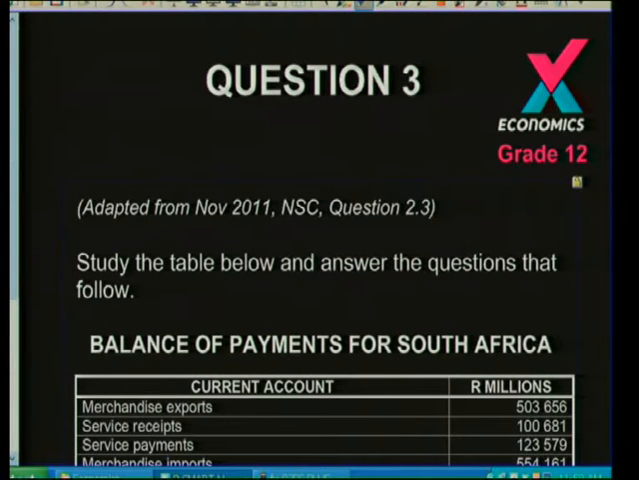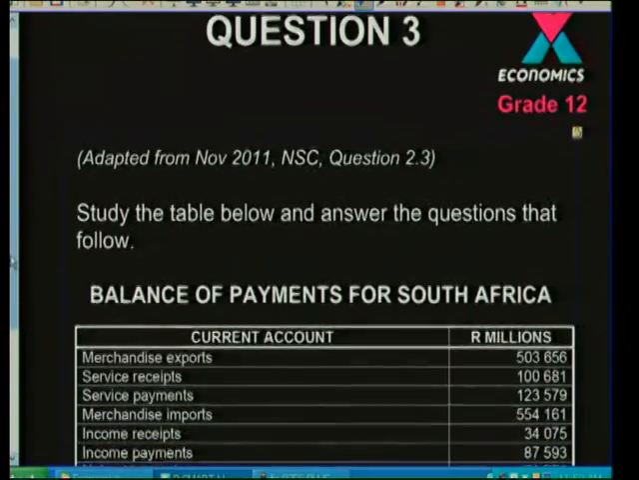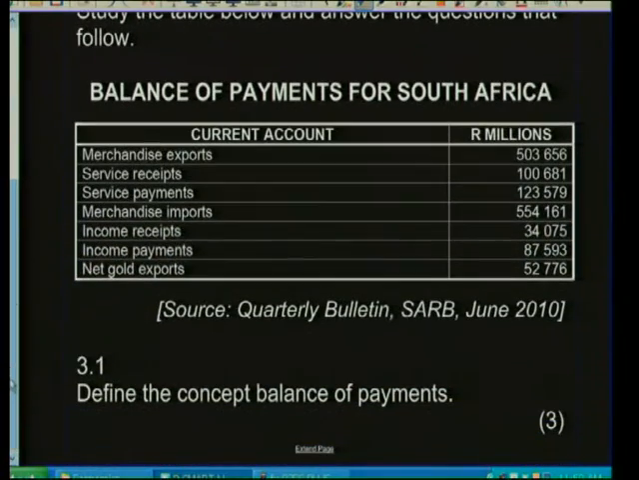Question 3. Study the table below and answer the questions that follow. The balance of payments for South Africa indicates the breakdown of the different aspects in the current account: merchandise exports, service receipts, service payments, merchandise imports, income receipts, income payments, net gold exports.